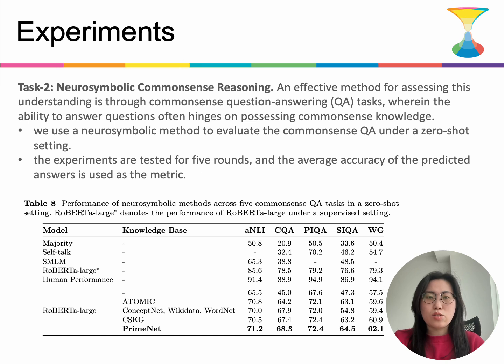Another task is neuro-symbolic commonsense reasoning. We use different commonsense knowledge bases to enhance the neural networks for the commonsense question-answering tasks. The performances are shown in Table 8. It is observed that the RoBERTa-based models with external knowledge from PrimeNet achieved the best performance, showing the effectiveness of PrimeNet.